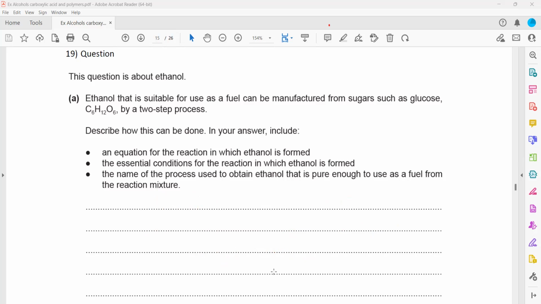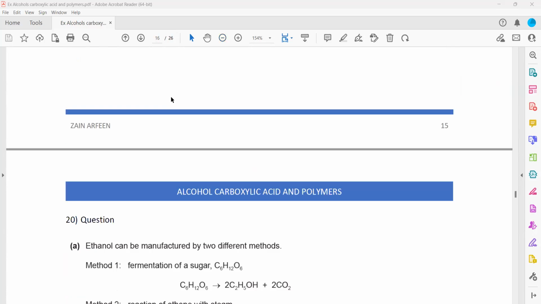Fractional distillation, because when a sugar solution turns into alcohol, you will have a mixture of water and alcohol. Alcohol and water are miscible liquids, so in the mixture you will have alcohol and water as well. As the two are miscible liquids, how do we separate them? By fractional distillation, due to the difference in the boiling points.